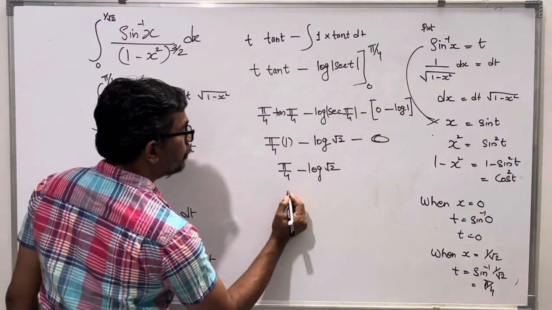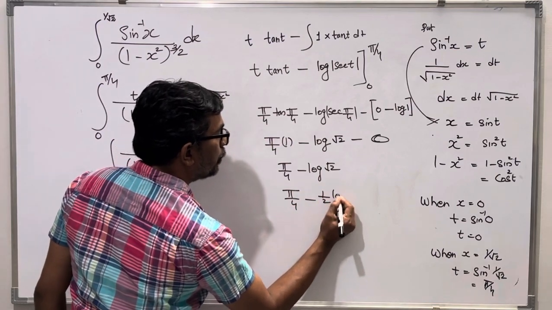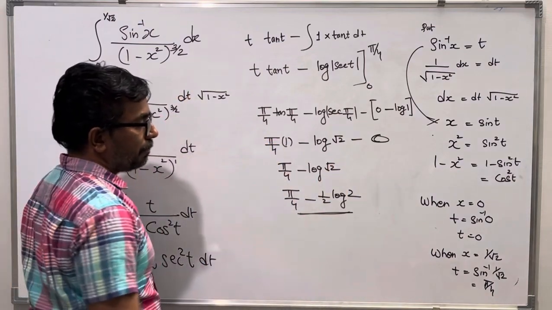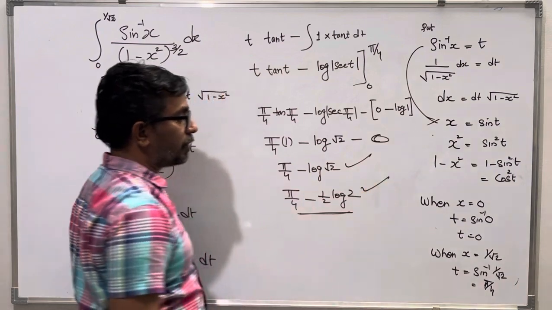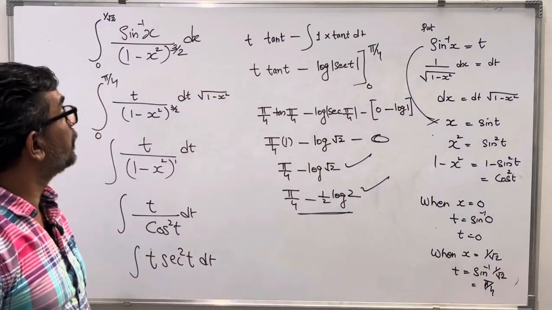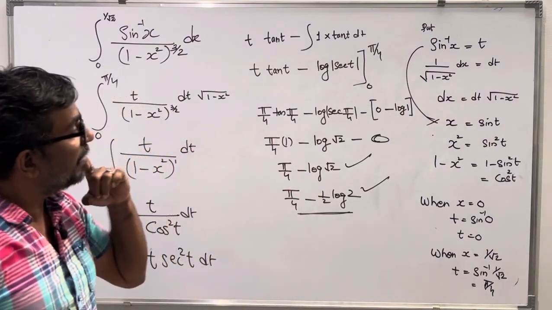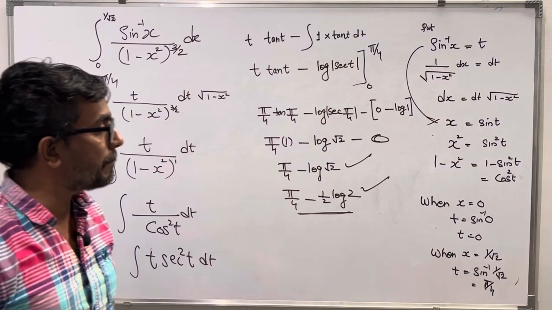If somebody wants to write in this form, you can write 1 by 2 log 2 also, since root 2 is 2 to the power 1 by 2. This answer is also correct. Either way you can do this. But there is a chance we may go wrong if we don't adopt this kind of substitution method.